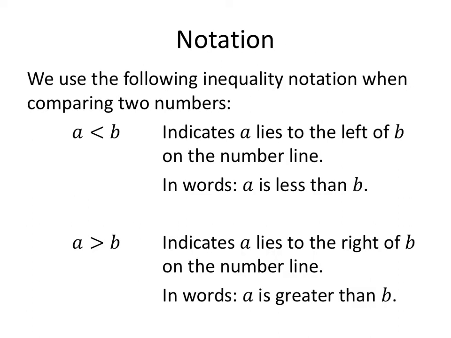And so in this whole idea of left and right, we have some notation. We use the following inequality notation when comparing two numbers. The symbol A is less than B indicates that A lies to the left of B on the number line. In words, we say A is less than B. So the symbols with the words. We could put a line underneath this, and then it would be less than or equal to.